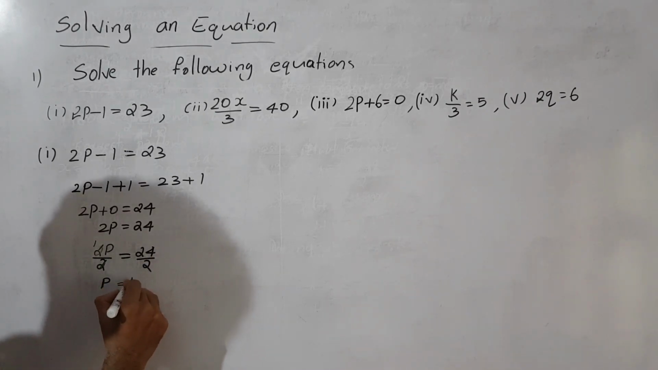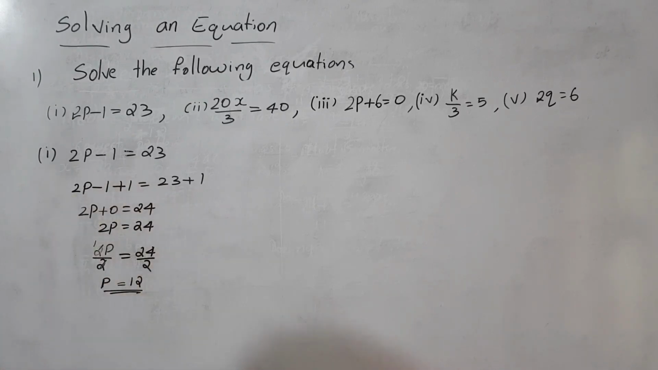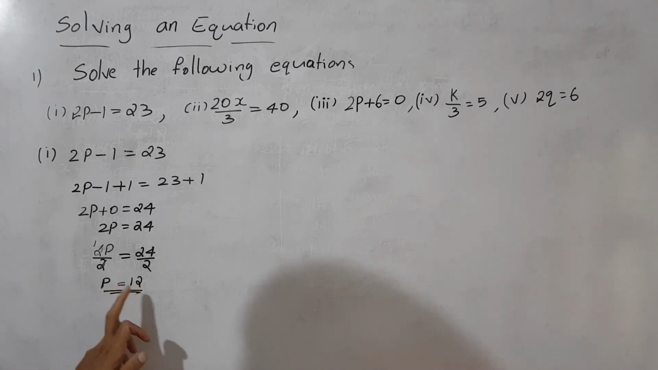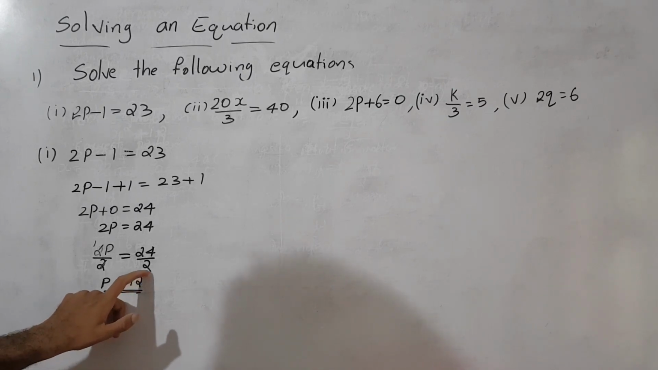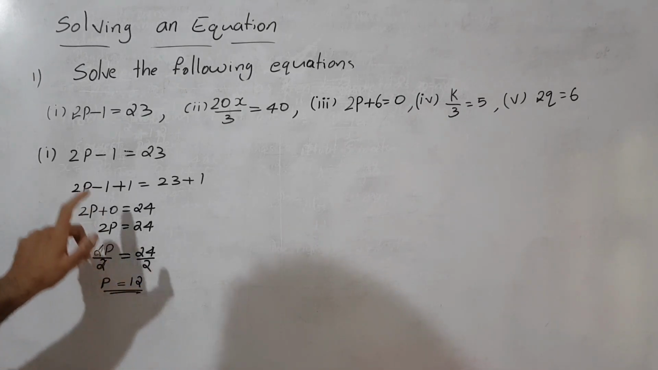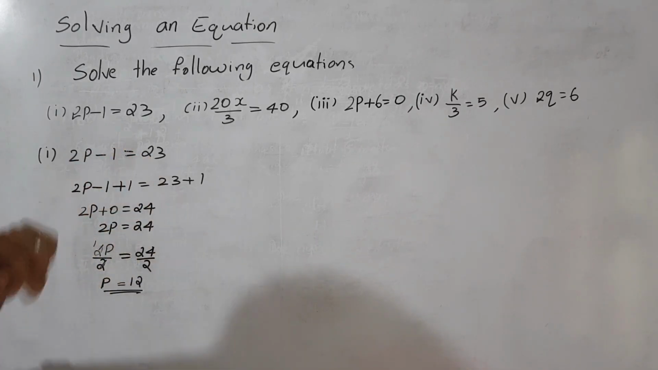24 divided by 2 is equal to 12. That is the value of the variable. The solution of this equation is 12. Then why do we call p is equal to 12 the solution? Because if we substitute this p value 12 in this equation, you get the RHS part.